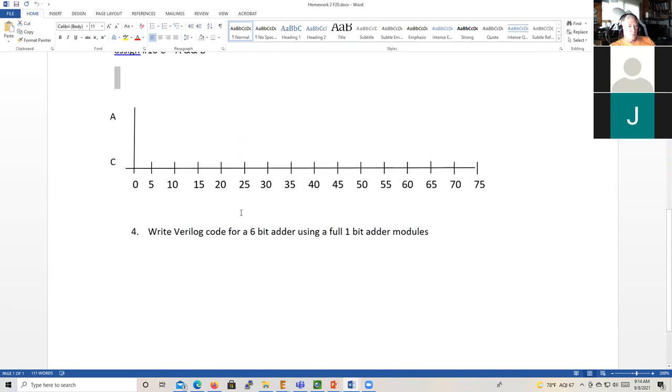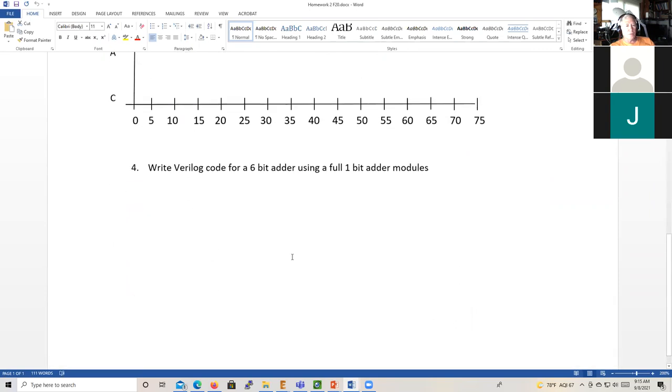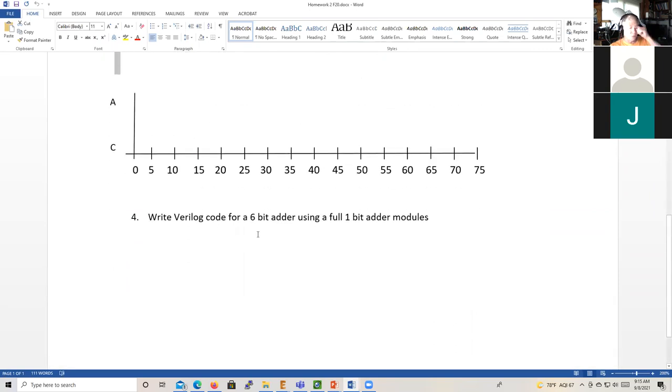Write the Verilog code for a 6-bit adder using full 1-bit adder modules. What you have to do is write your full 1-bit adder module. You can copy that out of the notes and then instantiate 6 copies of it to get a 6-bit adder. That's pretty straightforward. Remember, you do the same as we did for the 4-bit adder, only you have 2 more bits. The initial carry in would be in the external port list, and the final carry out would be too, but the internal carry is from the 6 full adders as they propagate the carry through from the first adder to the last adder. Those internal signals would only appear within the module and not in the external port list.